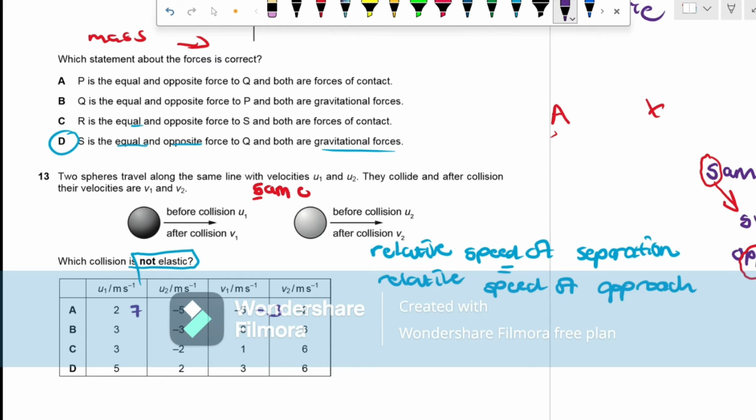That's wrong. So the answer is correct, right? That's wrong because it's not elastic, but it's correct. Okay, 3 minus negative 3, that's 6. 6 minus 0, that's 6. That's correct. 3 minus negative 2 is 5. 6 minus 1 is 5. That's correct.